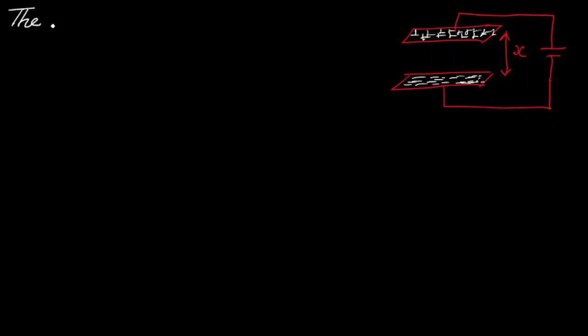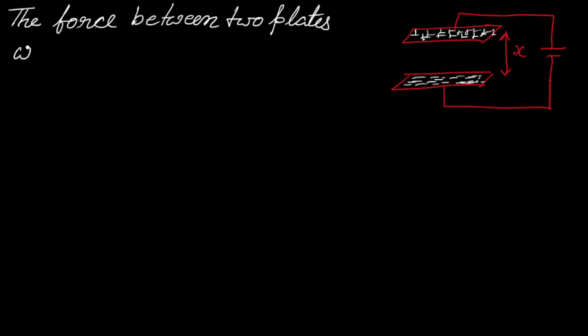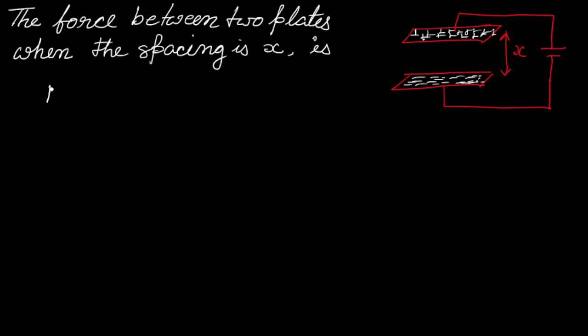The force between two plates when the spacing is x is F equals. I am using this definition of electrostatic pressure: if any conducting body carries a local surface charge density sigma, then it creates an electrostatic pressure sigma square by 2 epsilon naught. But in this case, this sigma will be a function of x.